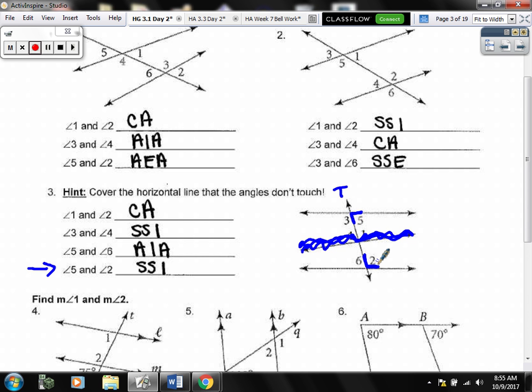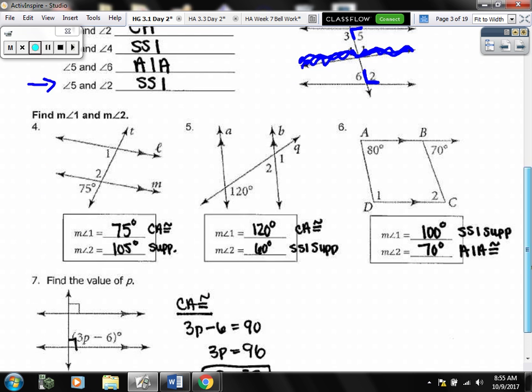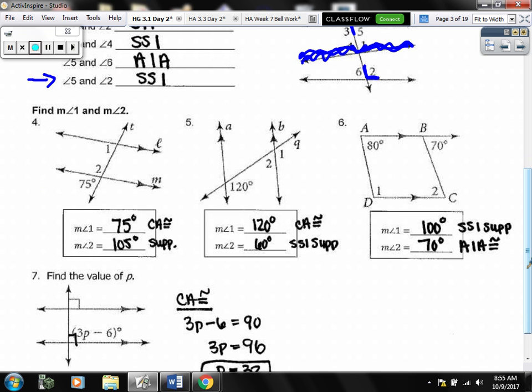Okay, then we had our finding the measures. The measure of angle 1 should have been 75. I used corresponding angles to find that. This angle is corresponding to this one. They have to be congruent.